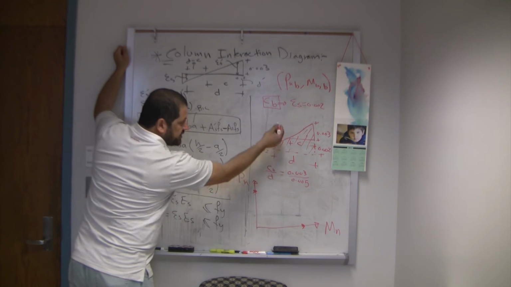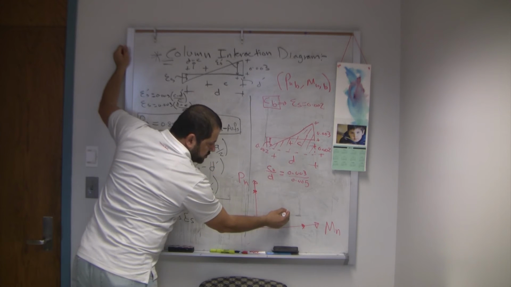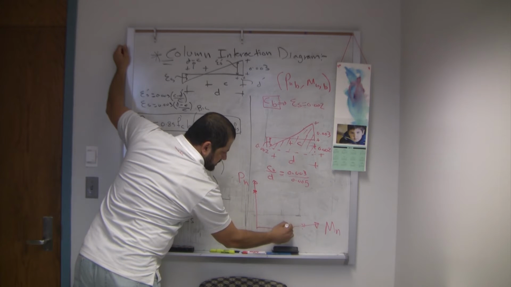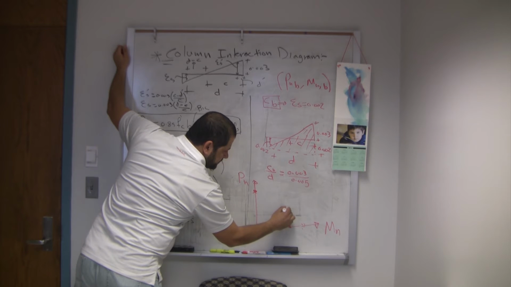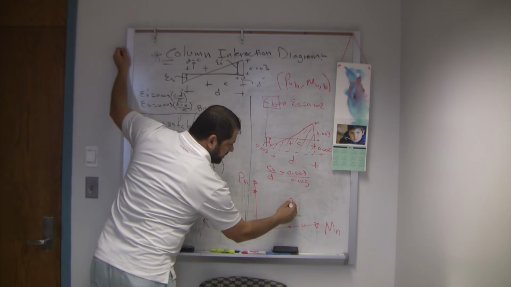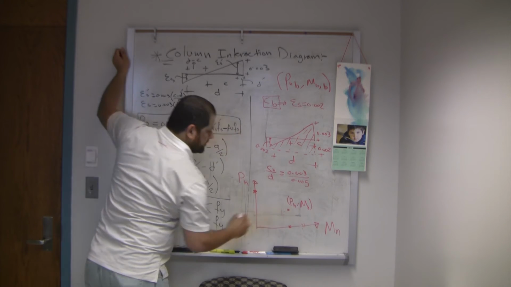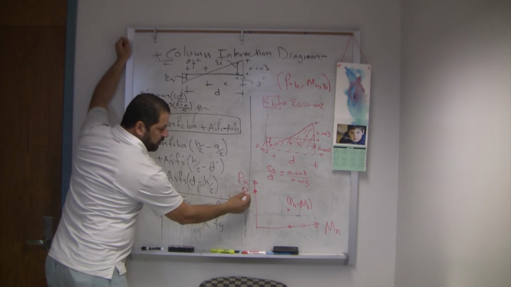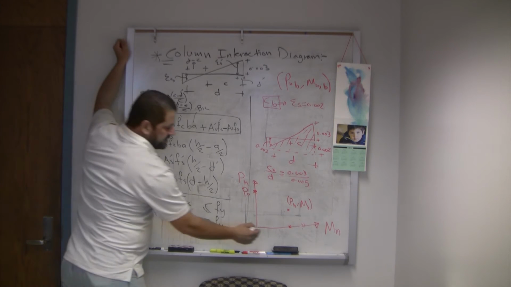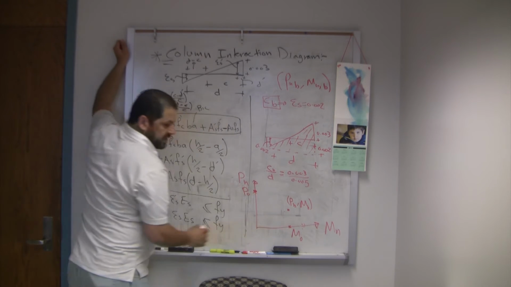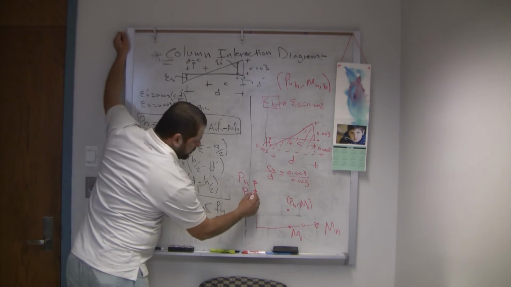And the balanced one, I just showed you how we calculated this one. So usually it is, if this one is here, usually it is somewhere in here. Here it's P balance, Pn of course, and this is M balance. And here this is P0, it means no moment. And this is M0, no axial loading. And the interaction will look like this.